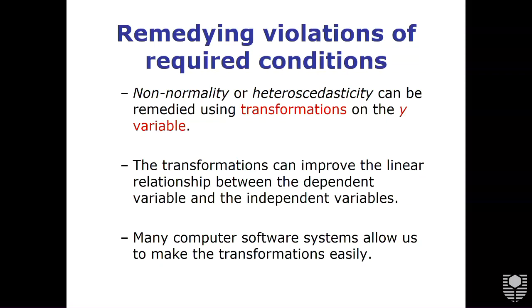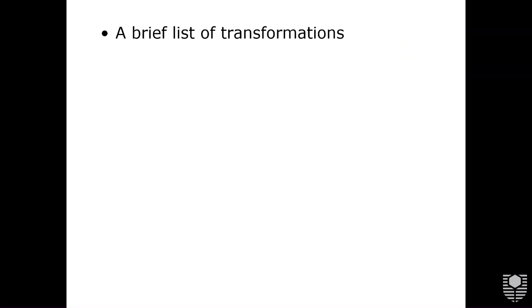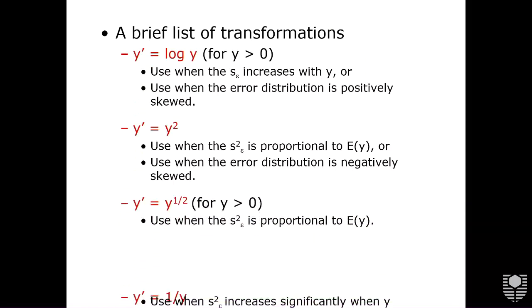Many computer software systems allow us to make the transform easily. Like now, I use just one line of code: generate cash and cash equivalent log equal to log of cash. It will change the variable directly, right? So the software functions here, guys, and they said the software makes it very easy to run. So, a brief on these changes, guys.